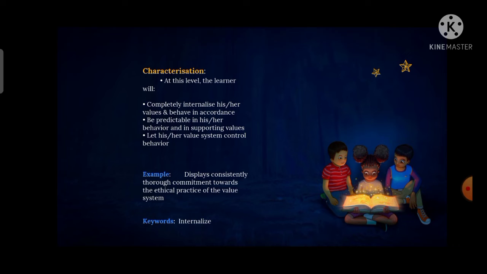The learner has progressed to a level wherein he or she has internalized the concept and is actually letting it change his or her behavior. The learner will absorb the knowledge to such an extent that it is typical of his behavior to demonstrate that knowledge to other people. That was for characterization.